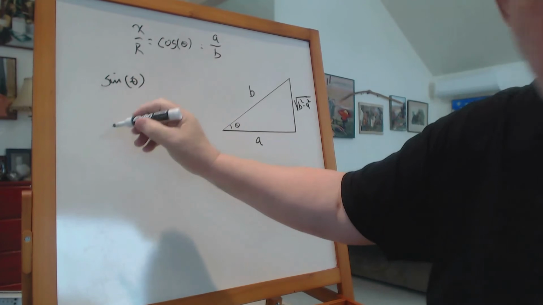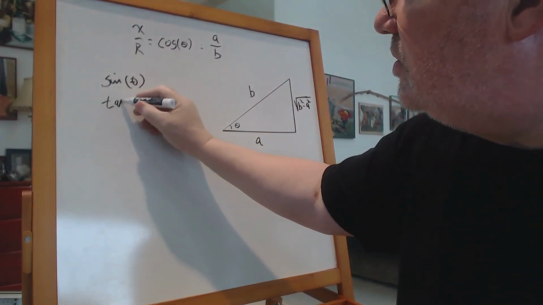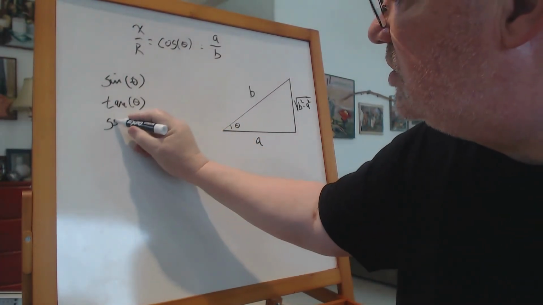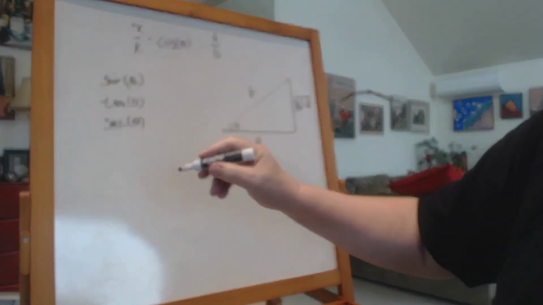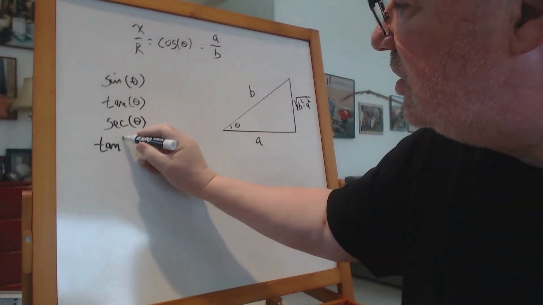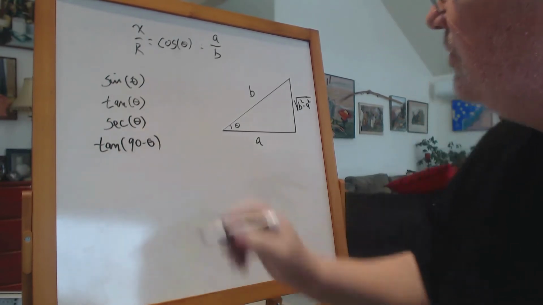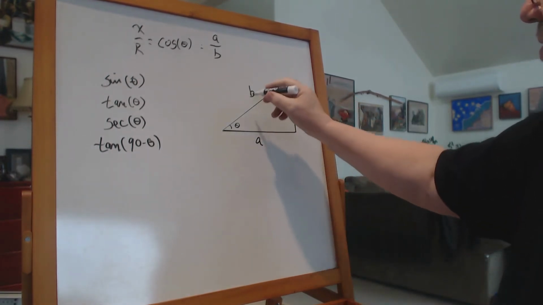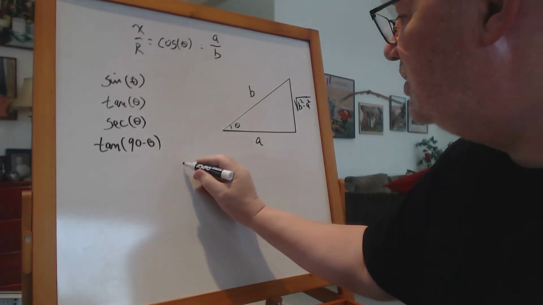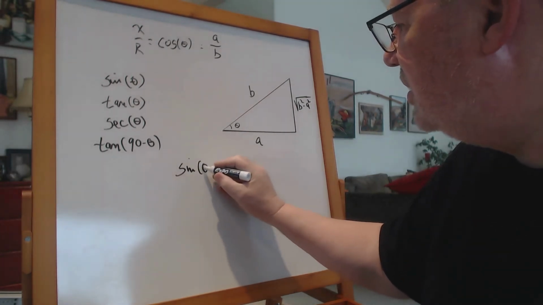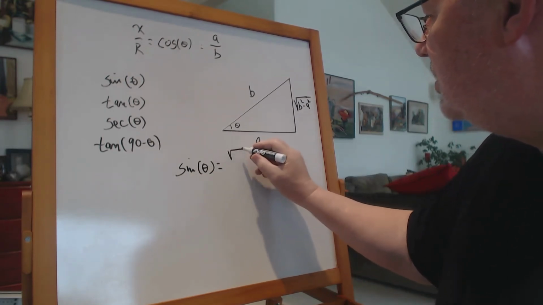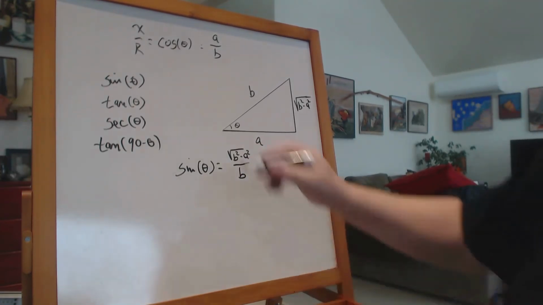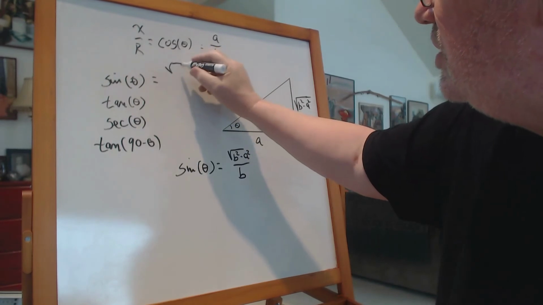What is the tangent of theta? What is the secant of theta? And what is the tangent of 90 minus theta? Well, sine of theta is opposite over the hypotenuse. So sine of theta is equal to the square root of b squared minus a squared over b. So that's what we have as an answer.